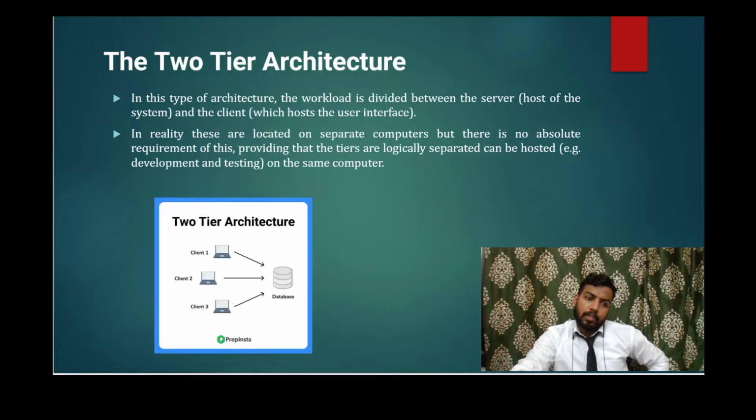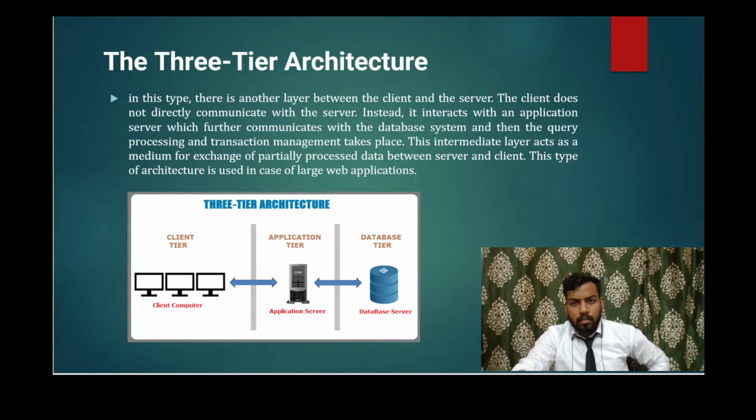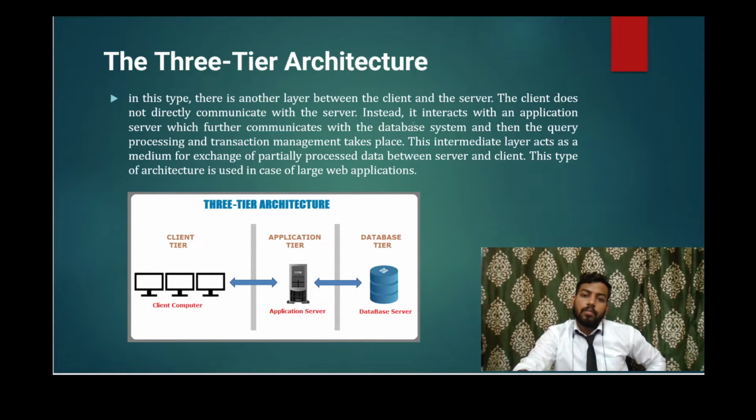And in three-tier architecture, there is another layer between the client and the server. The client does not directly communicate with the server. Instead, it interacts with an application server, which further communicates with the database system, and then the query processing and transaction management take place. This intermediate layer acts as a medium of exchange of partially processed data between server and client.